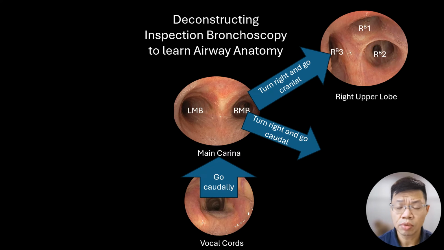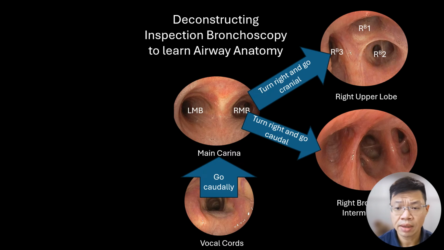Now to enter the bronchus intermedius from the main carina, we turn right and go caudally, and we see the middle lobe and the branches of the lower lobe.